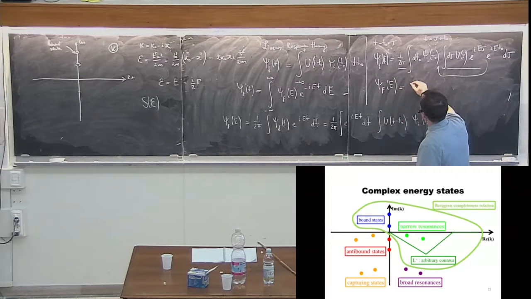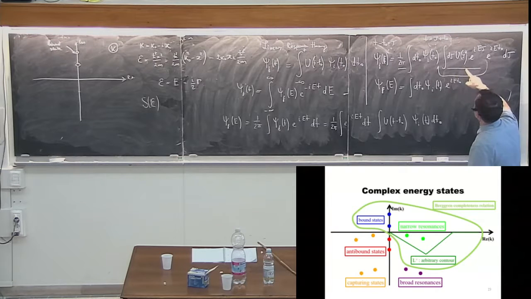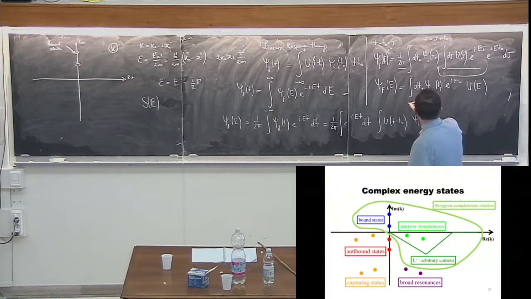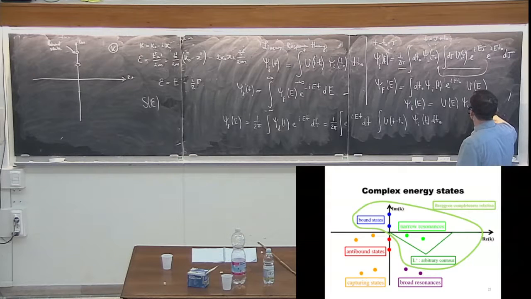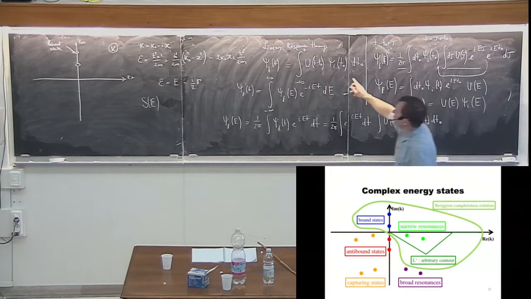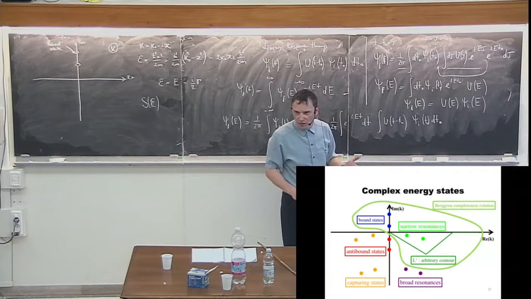So I will get my psi f of e equals the integral dt naught psi I of t naught e to the I e t naught, multiplied by u of e. And this is also a Fourier integral. So therefore, I get a standard convolution relation that, ignoring the factor of 2 pi, psi of e is actually this u of e multiplied by psi initial of e. Okay, so this is a standard convolution, which I just wanted to show you. And you can think of this u of e as just being our S matrix, which relates our final and initial.